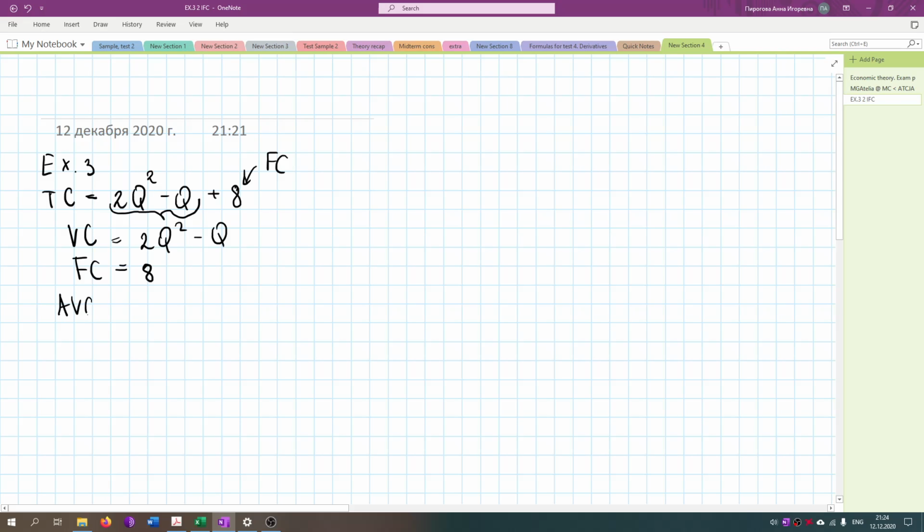So how do we find average variable cost? We need to divide variable cost by q. So we take our variable cost, 2q squared minus q, divided by q, and receive 2q minus 1. How do we find average fixed cost? So we take our fixed cost, which is equal to 8, divided by q.